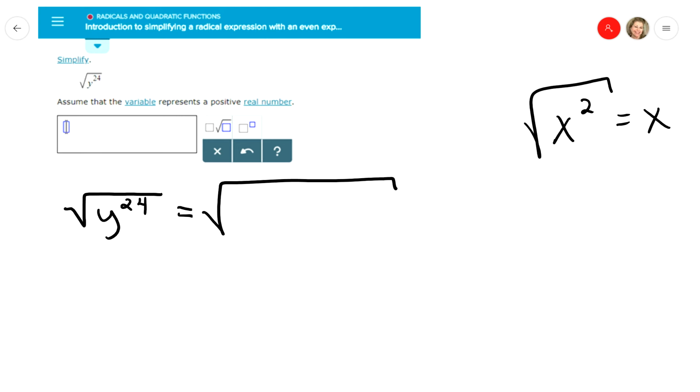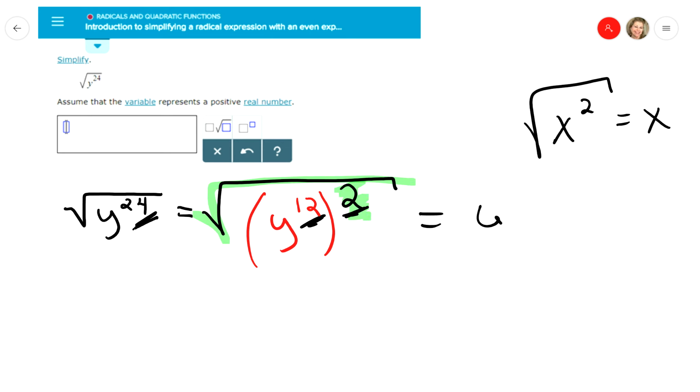Instead of my y to the 24th, I'm going to make this a y to the 12th in parentheses that gets squared. Because if you have a power to a power, you multiply 12 times 2, and that's 24. So now the square root, this square root sign, will cancel out my square. They cancel each other out, and that's just going to leave me with the y to the 12th.